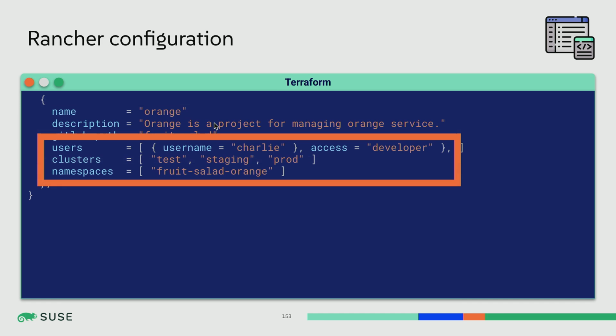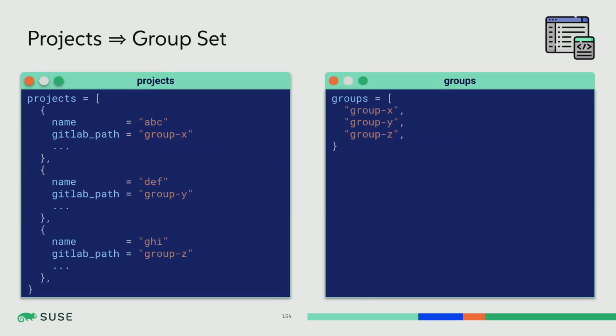Then, in the other part of the configuration, we link the Rancher configuration to that user. So here, Charlie will be allowed to connect on test, staging, and prod clusters on the dedicated namespace, fruit salad orange. And by using this project configuration, in the later slides, I will need some transformation of these input files to let the Terraform configuration use the information that is set in that input file.